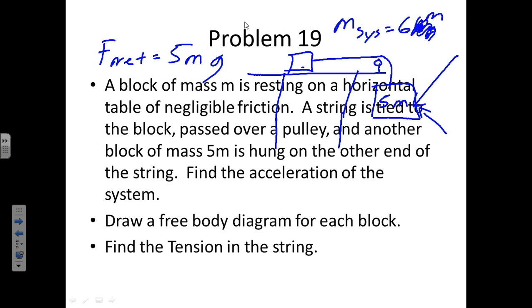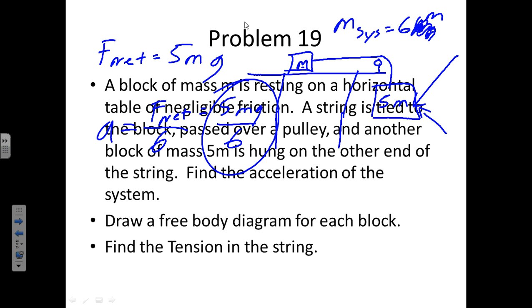5M here, 1M here. Which means our acceleration is going to be net force, which is 5mg, divided by mass, system mass, which is 6. That's as far as we can go with the acceleration. a equals 5mg over 6.